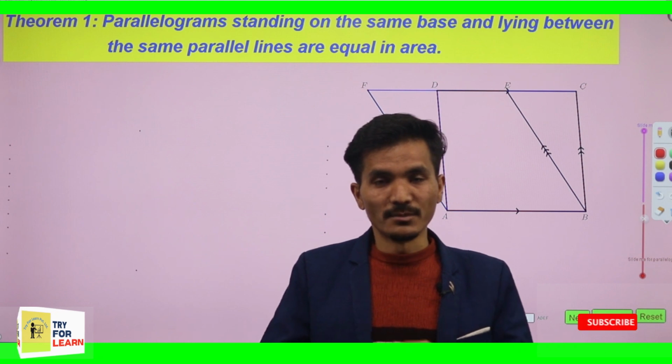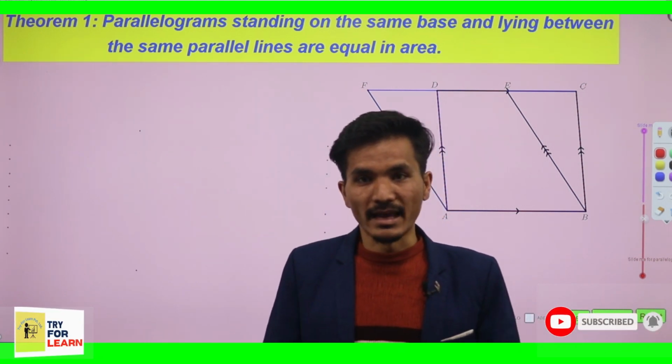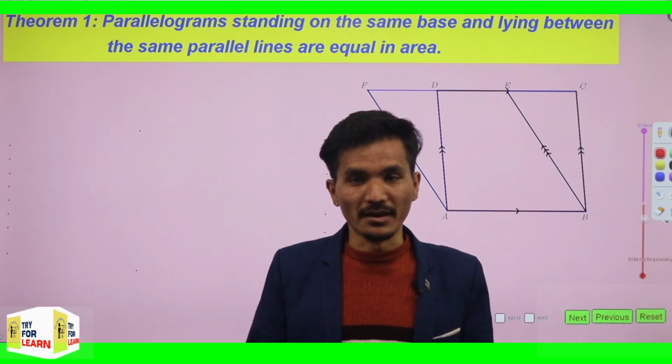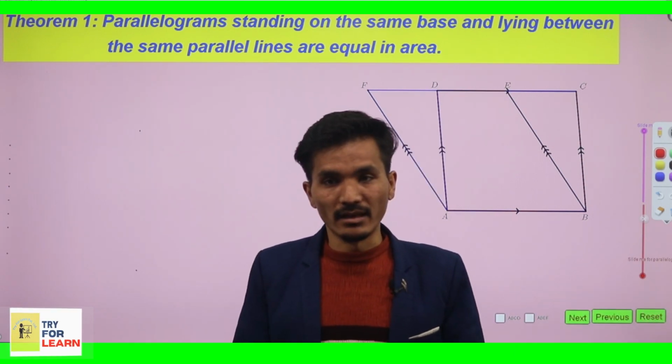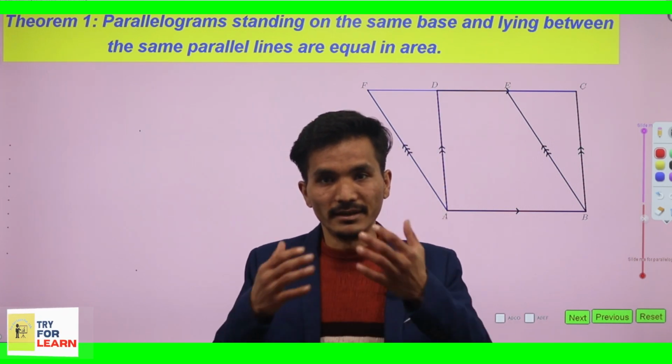And theorem number 1. Parallelograms standing on the same base and between the same parallel lines are equal in area. This theorem can be proved by using different methods. Here, I'm going to prove this theorem by using the theoretical method.